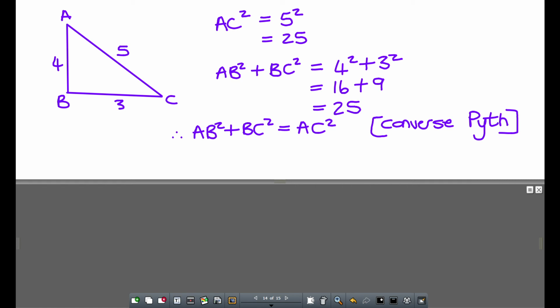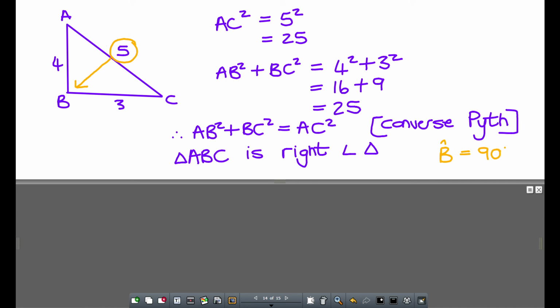Now, so triangle ABC is a right-angled triangle. Now, where would the 90 degrees angle be? Would it be at angle A, B, or C? Where would it be? Angle B. Why at B? Because the 5 is my longest side, and that would be the hypotenuse, no? And the 90 degrees angle is always opposite that one. So angle B would be equal to 90 degrees. You don't have to say that last part, but they might ask you which angle will be the 90 degrees angle. Everyone fine with that?